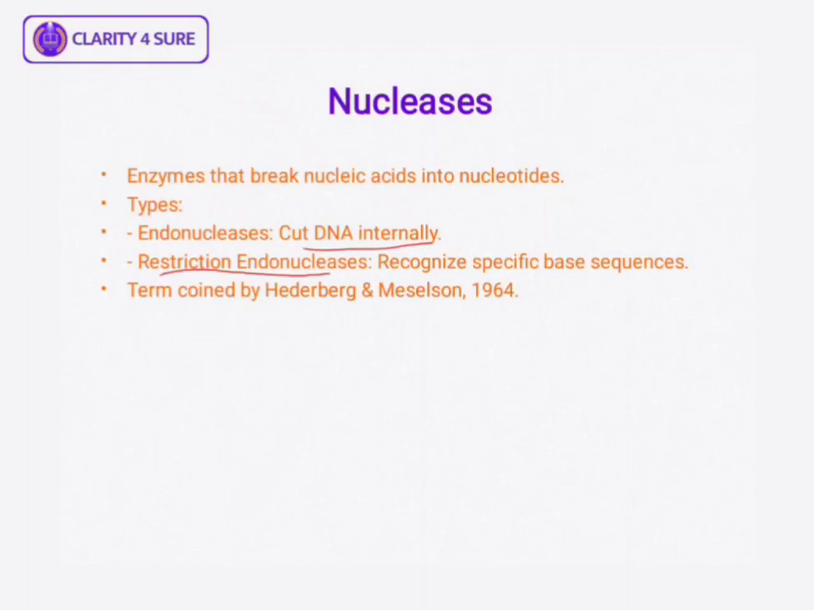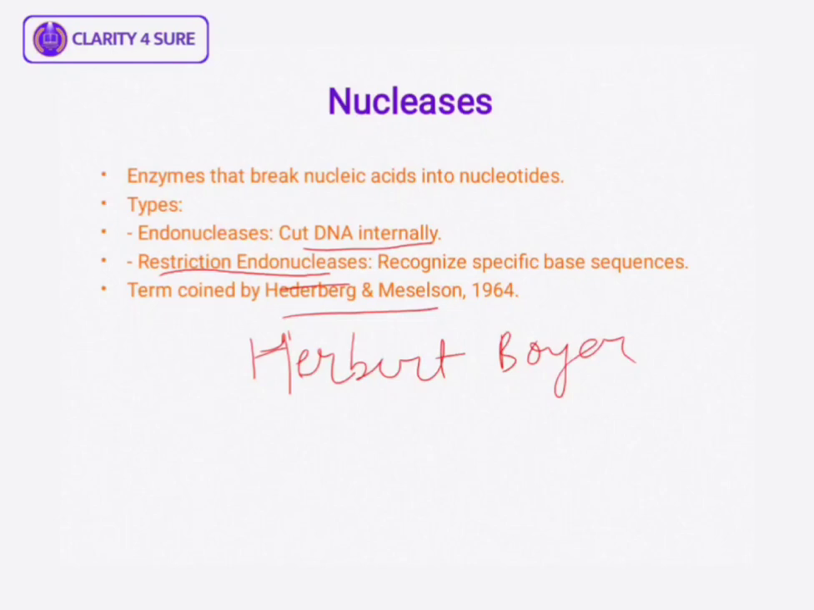The term restriction endonuclease was coined by Herbert Boyer and Meselson. This is Herbert Boyer. In 1964, these enzymes are the molecular scissors of DNA technology, allowing scientists to cut and insert genes precisely.